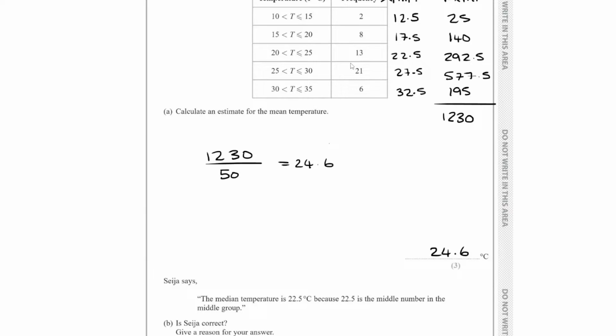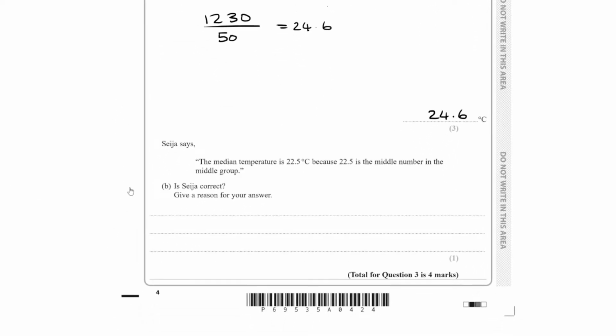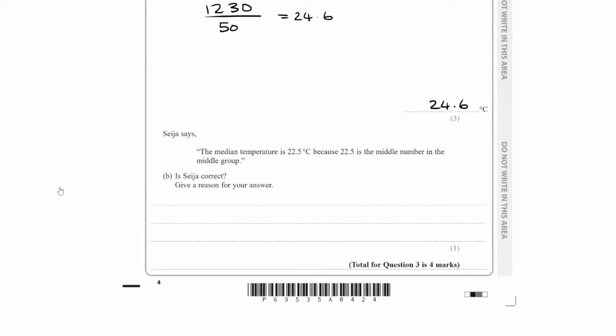Okay, so mean from a frequency table, whether the context is temperature or something else, you always do those steps. So that's quite a nice question if you can memorize it. Now there is also a part B. So Sager says the median temperature is 22.5 degrees because 22.5 is the middle number in the middle group. Is Sager correct? So let's have a look at our table.